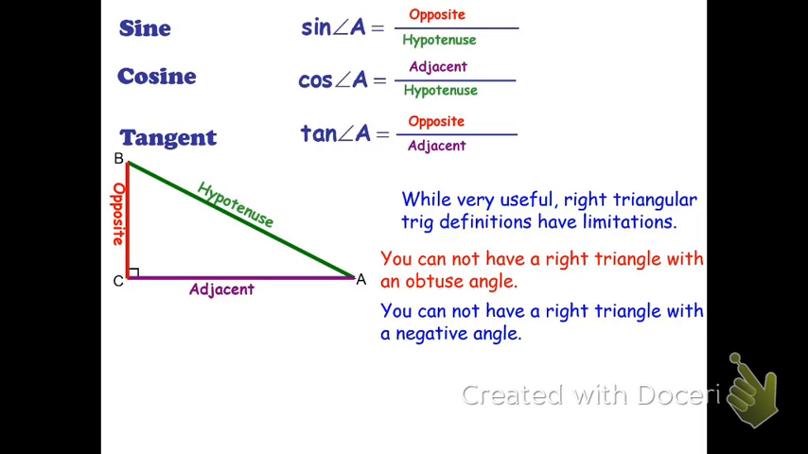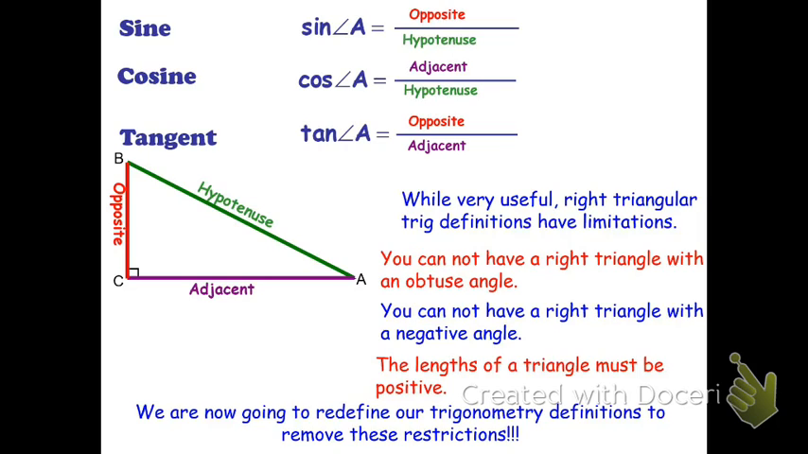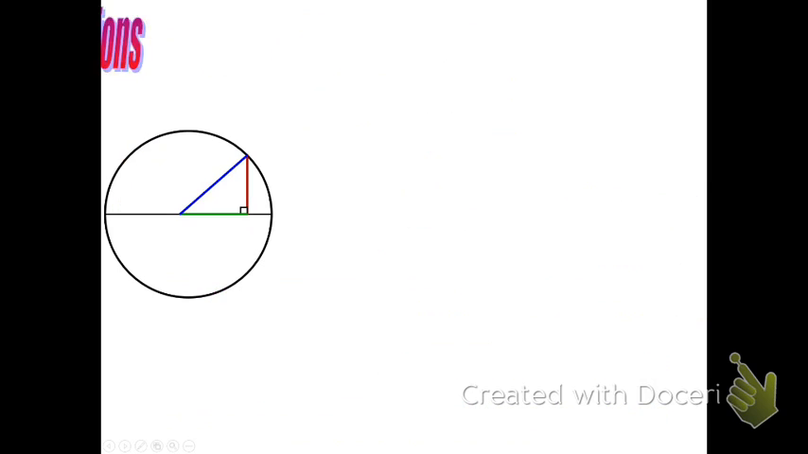Secondly, you can't have a right triangle with a negative angle. Doesn't make sense. And lastly, you can't have a right triangle, or any triangle, with negative lengths. Lengths are always positive measurements. So we have these three limitations. Now, if we redefine it away from right triangle trig, we might be able to remove these restrictions. And that's what we're going to do now. We're going to redefine our trig using circular trig.